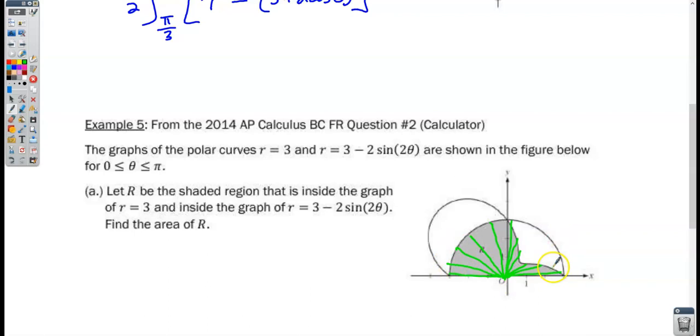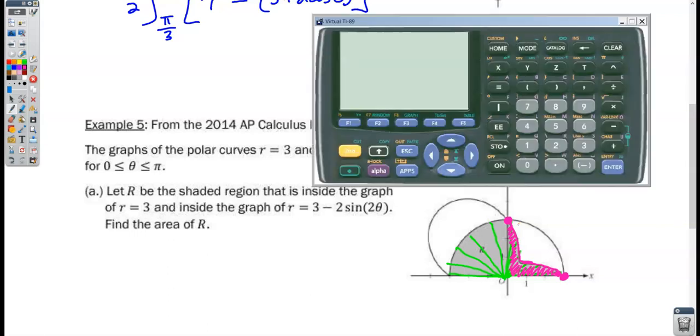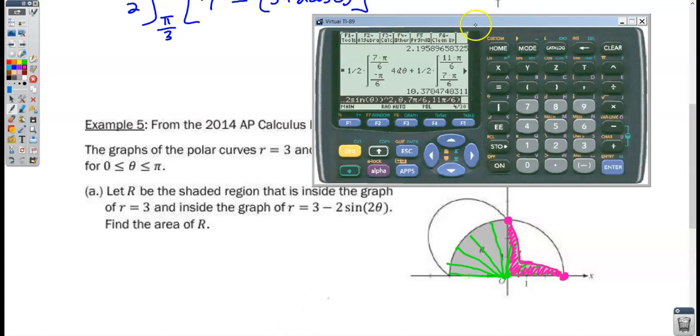Starting over here, it's the area inside of 3 minus 2 sine of 2 theta. So from this angle, which is 0, to this angle up here, which is pi over 4. Is that pi over 4? Is that pi over 2? What is that? Let's use our calculator to make sure that we get the right limit of integration.